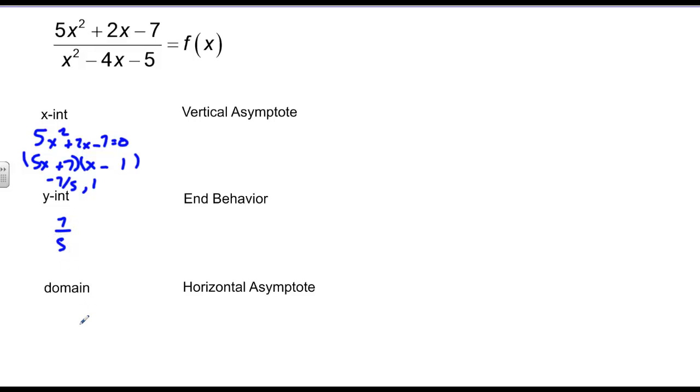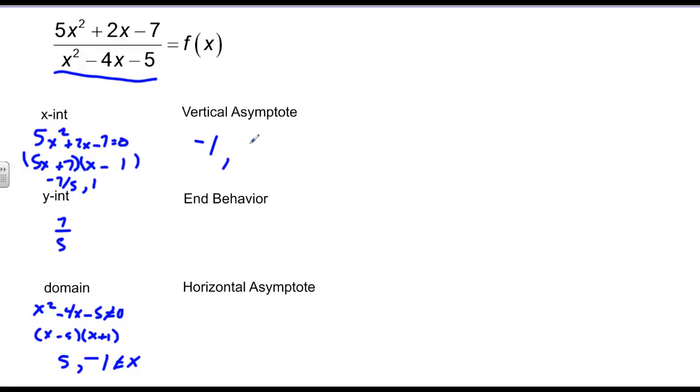My domain is going to be determined by looking at when that denominator is equal to 0, so x squared minus 4x minus 5 equals 0. I factor once again, and I get 5 and -1, and that's what x cannot equal. Vertical asymptotes, I'm going to guess, are going to be at -1 and 5. End behavior, not so sure, but we'll check on the graph right now.